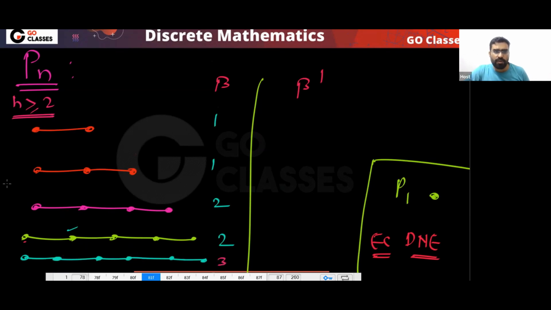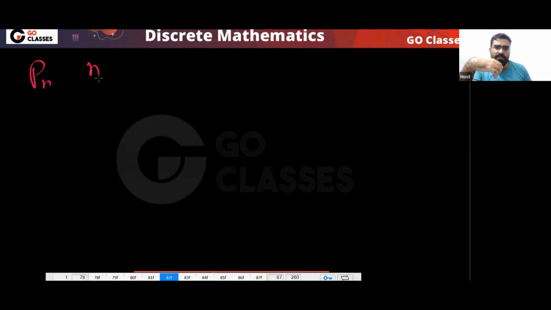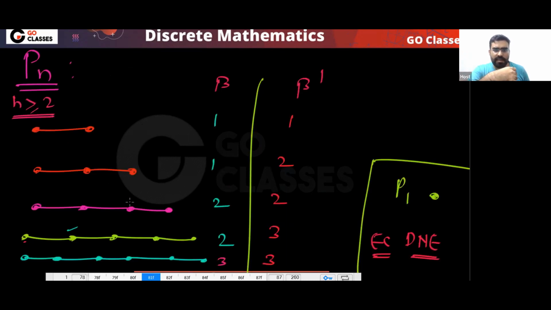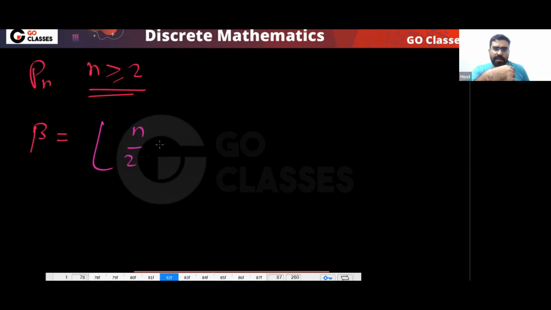Here you need 3. And what about beta dash, the edge cover? Here one edge is enough. Here 2 edges you have to take. Here, how many edges? You have to take this edge, this edge, and then one more, this edge. So you have to take 3. So tell me, what will be the answer? For Pn, where n is greater than or equal to 2, beta is n by 2 floor, and beta dash will be n by 2 ceil.